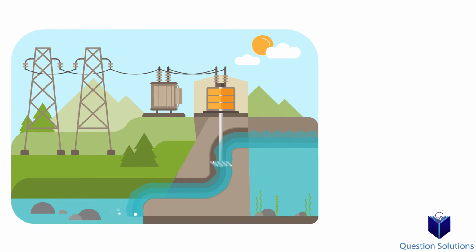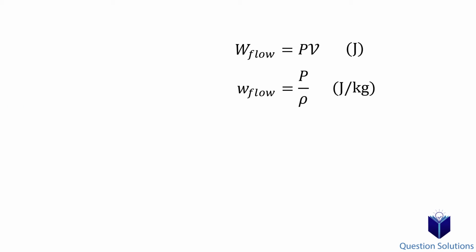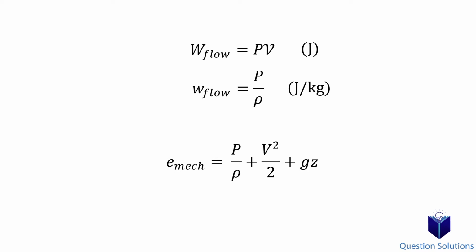Flow work can be expressed like this. So pressure multiplied by volume, which would have the units joules. We can also express it on a unit mass basis, so that would be pressure divided by density. The units for it would be joules per kilogram. If we were to combine everything we talked about, we can write it like this on a unit mass basis of the fluid.